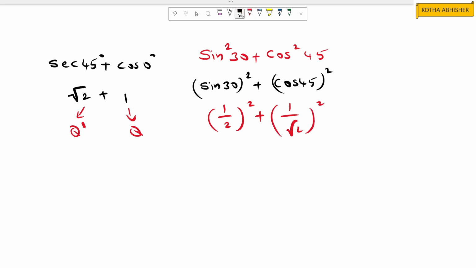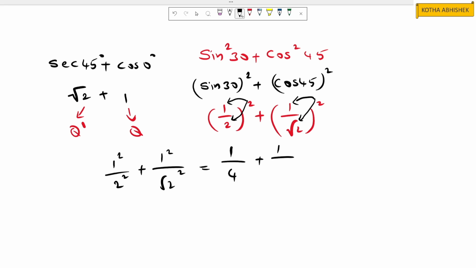Now here we have square, which means the square is applicable to the numerator as well as to the denominator. In the second term also square is applicable to the numerator and denominator. So let us separate it first. 1 square divided by 2 square plus 1 square divided by root 2 square equals 1 square is 1, 2 square is 4, plus 1 square is 1 divided by, here square root square cancel, so we remain with 2.